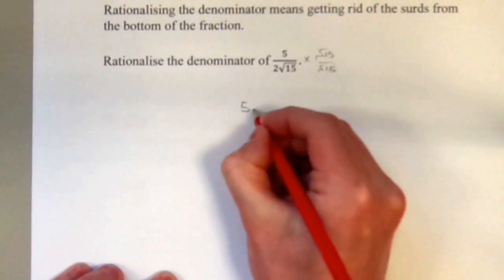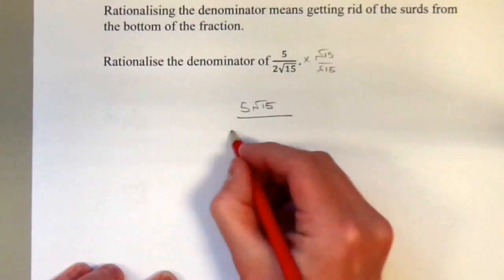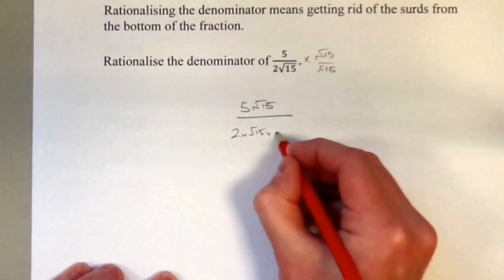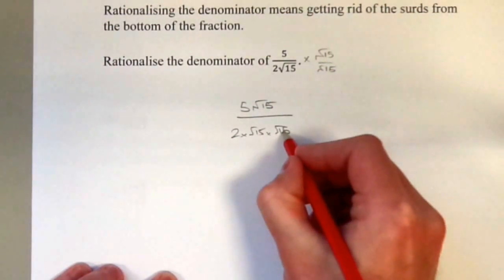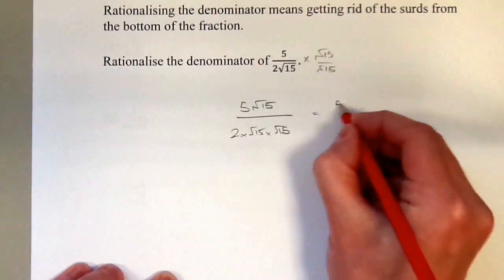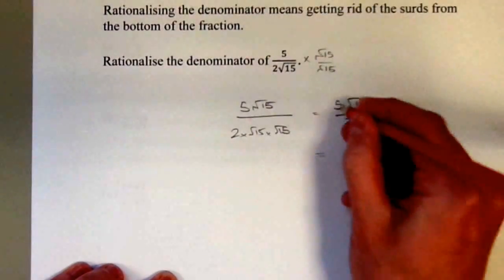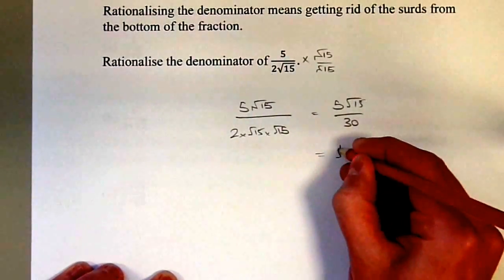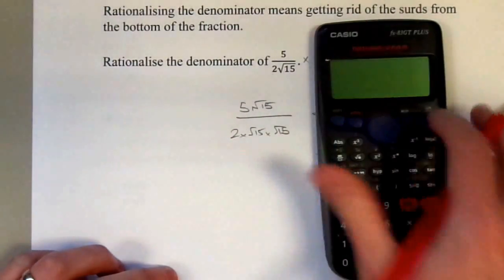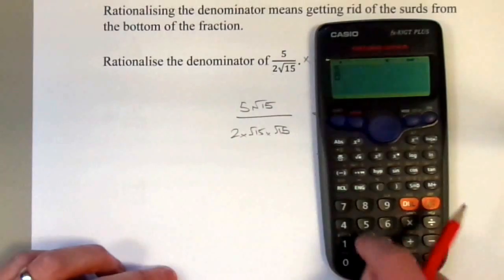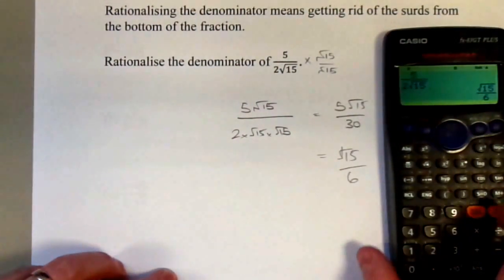So the top, nothing simplifies there, but on the bottom, 2 times root 15 times root 15. Well, the root 15 times the root 15 is 15. So we've got 2 times 15. We've got 30 on the bottom. The surd has disappeared, and then 5 and 30 both divide by 5. So we've got root 15 over 6. Again, with one of these Casio calculators, type in exactly the expression that you're given, press equals. You can check whether or not you've got your answer right.